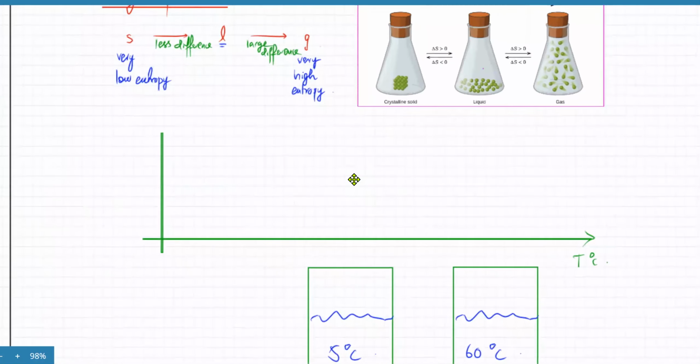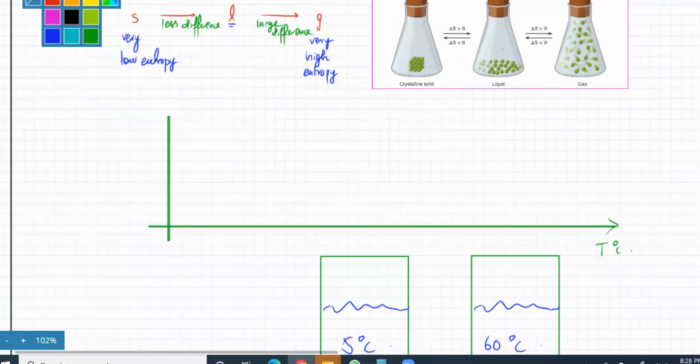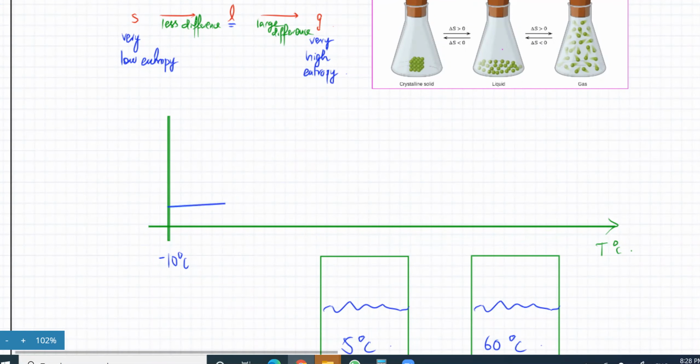So the point is, I'm going to make the diagram for water. Let's say this temperature over here is minus 10. Give it a value. Let's say we're starting at minus 10 degrees centigrade, so it's ice. Now, when you start heating ice, the entropy would slowly or very slightly increase. That's the disorder, the entropy being measured.